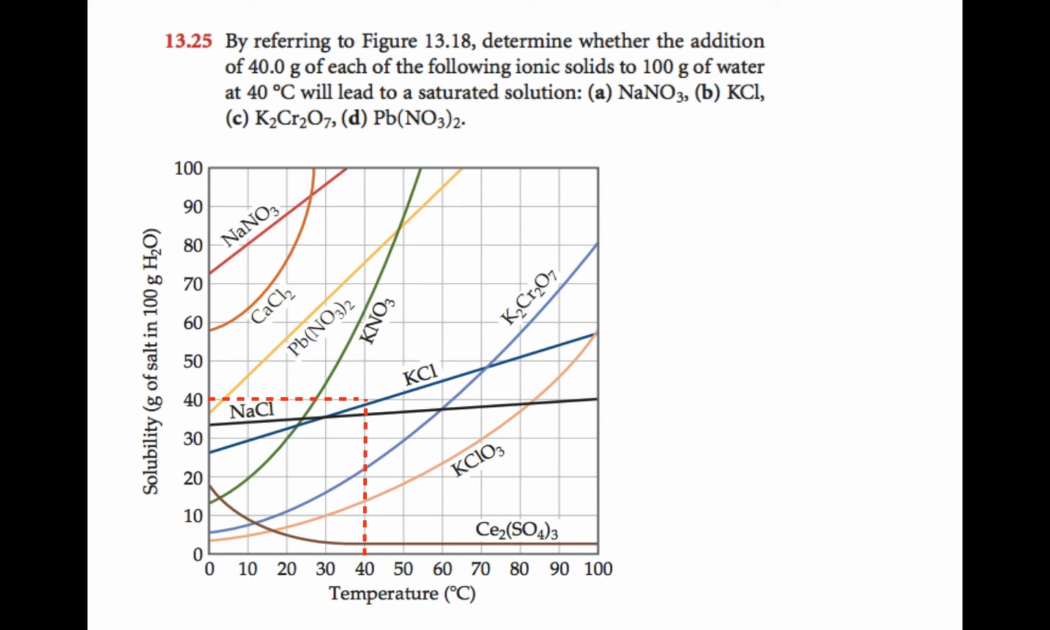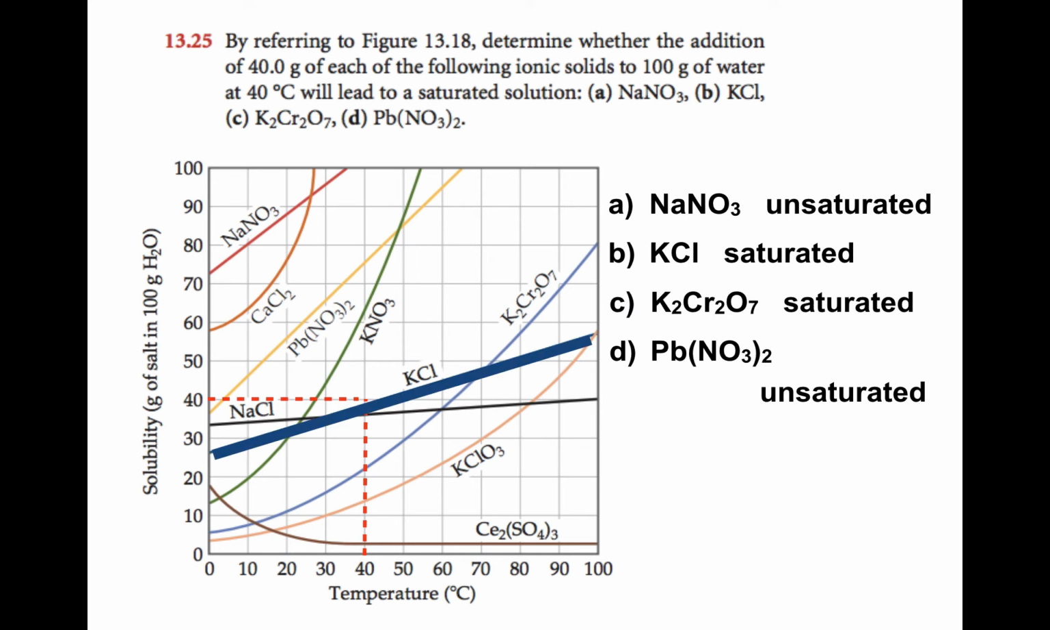So if I'm looking at potassium chloride, that looks like it's just above the line. It looks like I could get as many as maybe 39 grams of potassium chloride to dissolve at 40 degrees Celsius. After that, my last gram just falls on the bottom of the beaker. I've hit my saturation point. I can't put any more potassium chloride in the water.